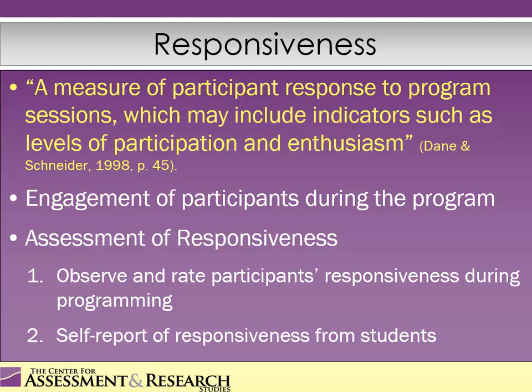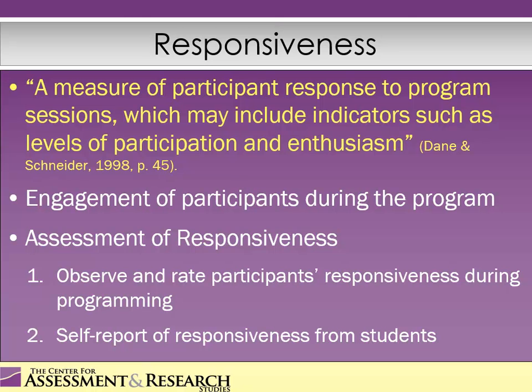To assess responsiveness, we observe the students as they're experiencing the programming, and we rate their perceived level of responsiveness on a Likert-type scale, usually from low to high. So 1 would represent low responsiveness, 3 might represent medium responsiveness, and 5 might represent high responsiveness.